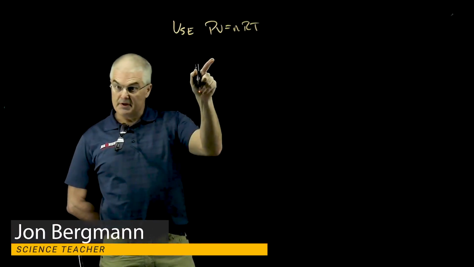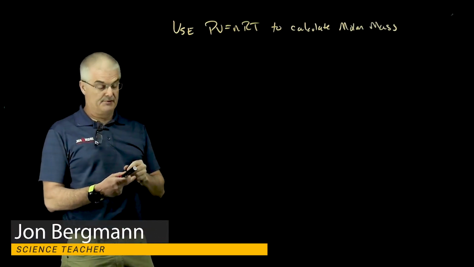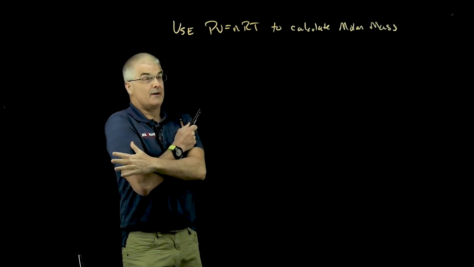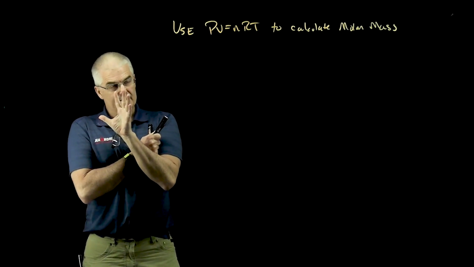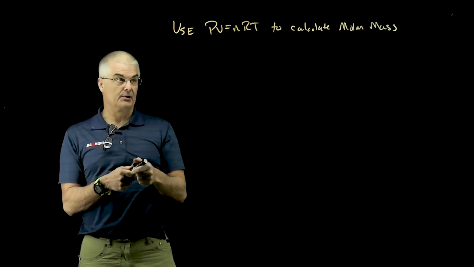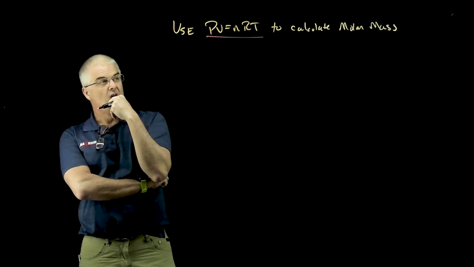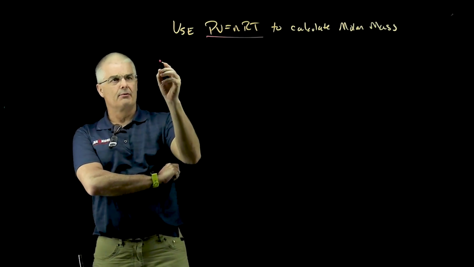Today we're going to find how to use PV equals nRT to calculate the molar mass of a substance. This is not new stuff, but it's going to be a little like connecting things we've already learned. All right, so we know PV equals nRT. We understand that equation. And molar mass. So let's do a little review of molar mass.